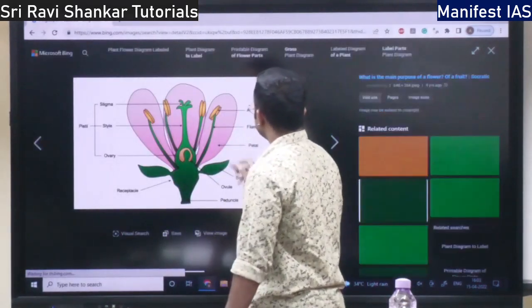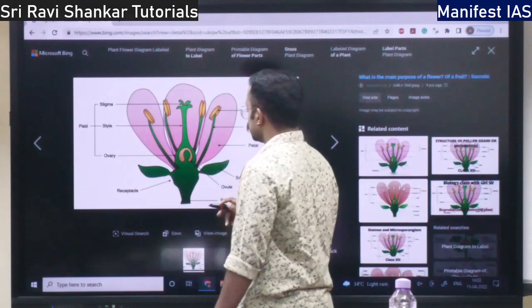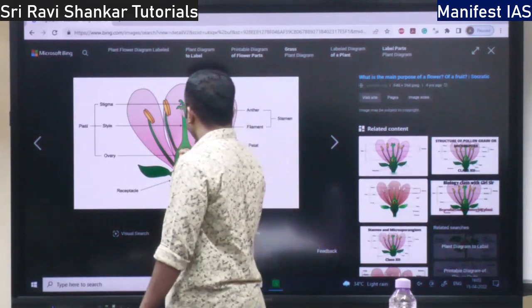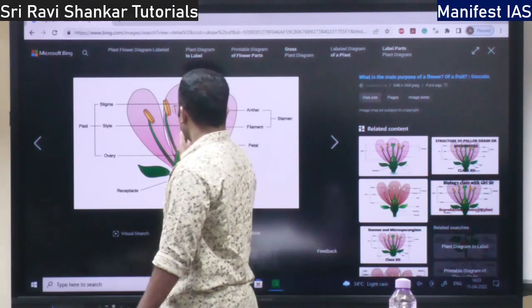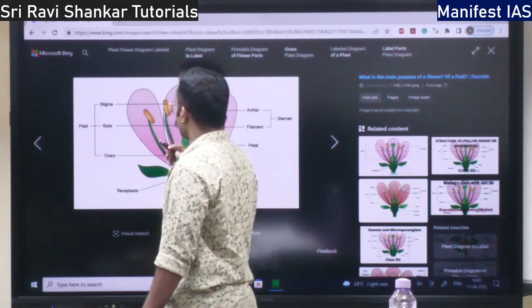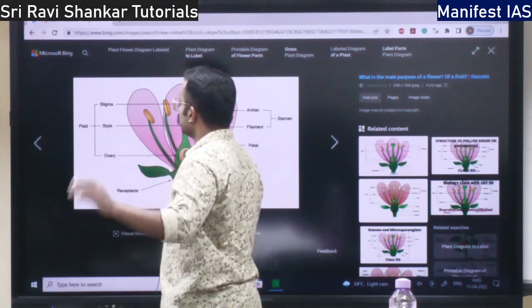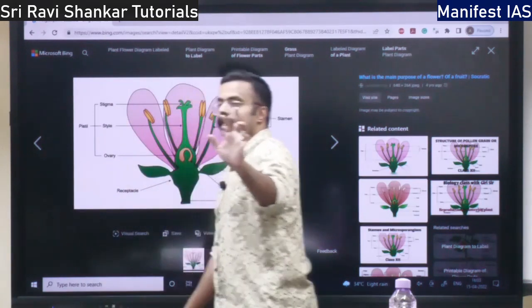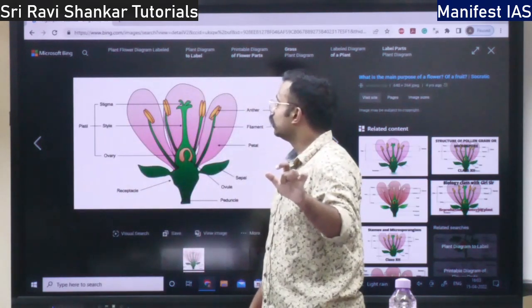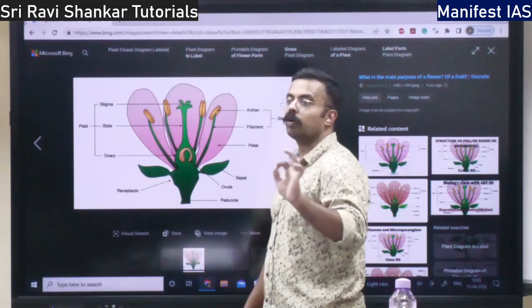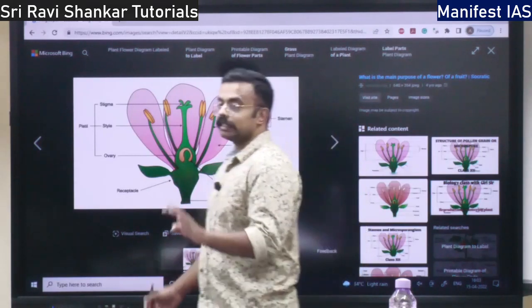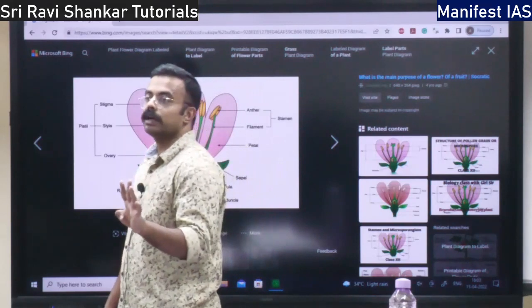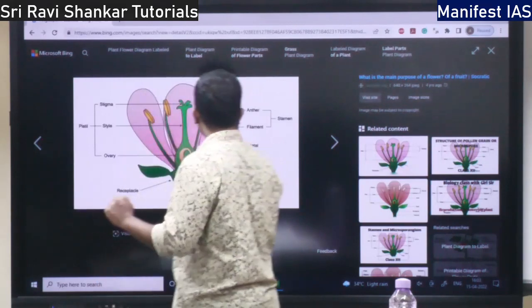So, this is the petal of a hibiscus. This is the ovary, where the seeds are produced. This is the style, and this is the stigma, the topmost thing. So this entire thing, ovary, style and stigma, SOS is the keyword, right? These three things are together called the pistil, right?